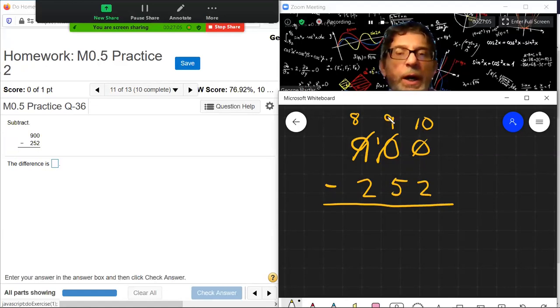This turned into a 9 because we had to borrow from the 10 for this number. That's why this is a 9. So we have 10 minus 2, and that's 8. 9 minus 5 is 4. 8 minus 2 is 6. So our answer appears to be 648.